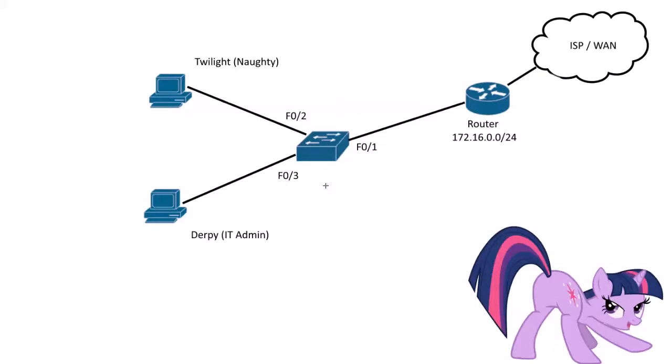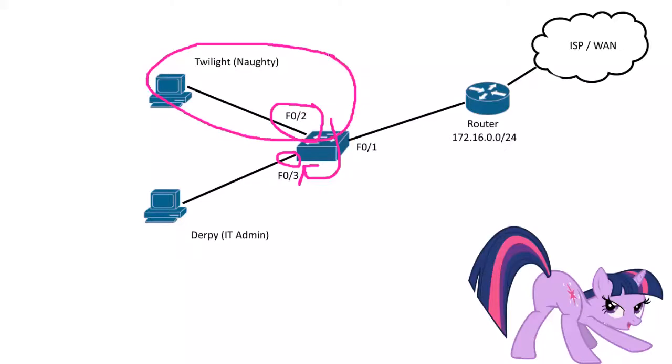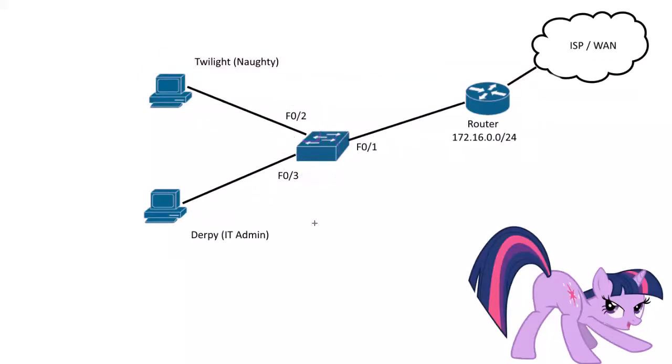It's pretty easy to set up. All we're going to do is make this a source and then put that as the destination interface here. We want to see what kind of traffic Twilight is looking up, and we want to put it out FastEthernet 3, which will go to Derpy, the IT admin. So we want to see what's going on in our network on that port. Let's go ahead and configure it.